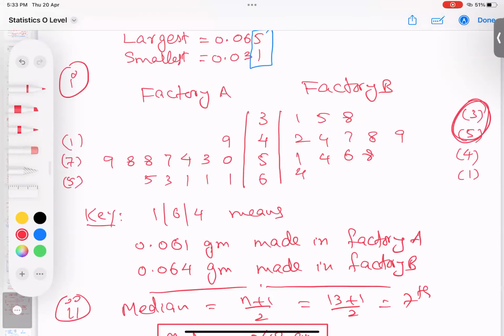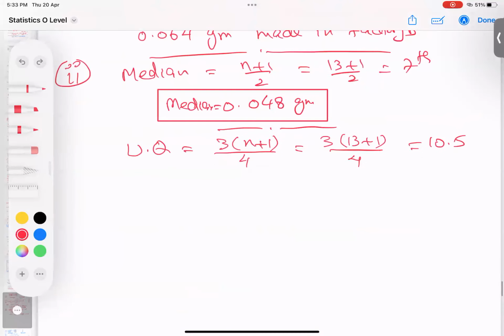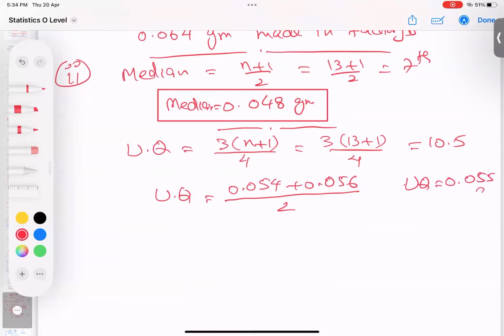So 5 plus 3, 8. This is 8, 9, 10, 11. So 54 and 56. 54 and 56. And the upper quartile is coming with us 0.055 grams.